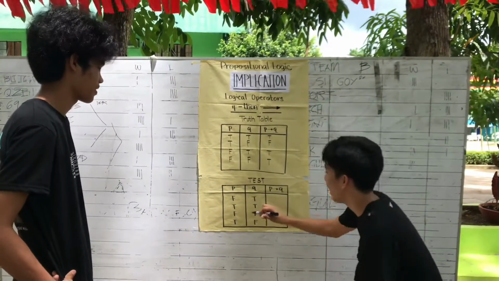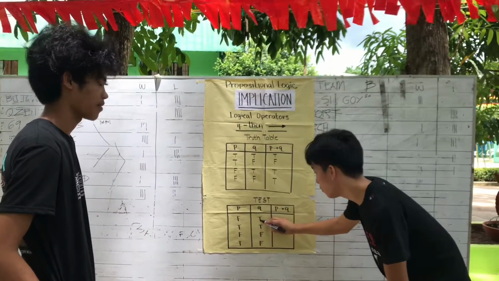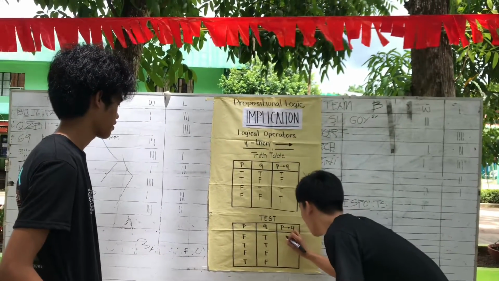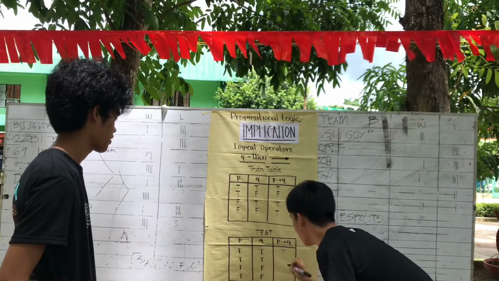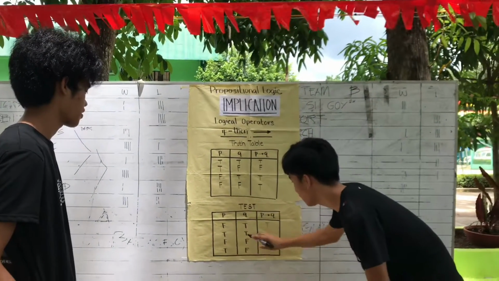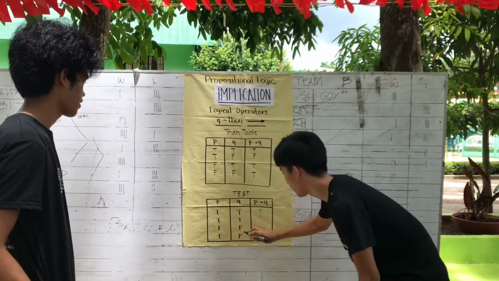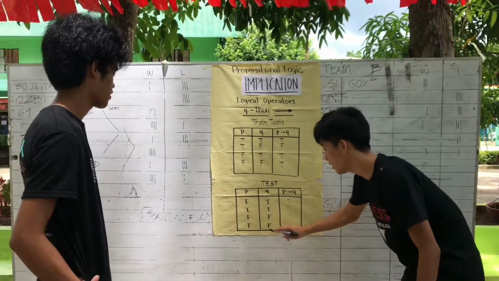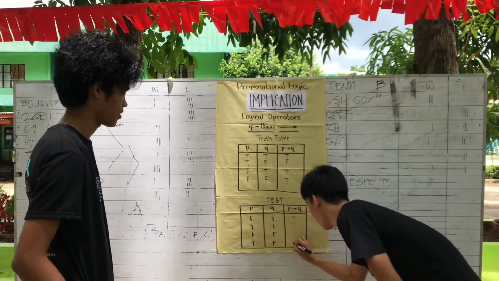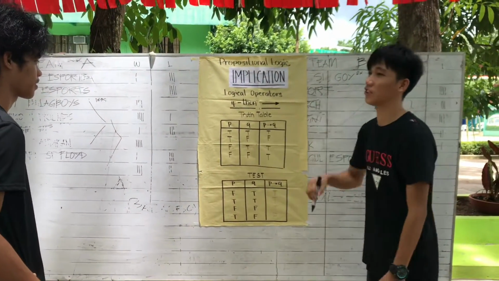I think if P is false and Q is true, it is automatically true. Then if it is true and this is true, then automatically true. Then if it is false and false, automatically true again. Then if it is true and this is false, then it is false. So I finally understand what implication is.